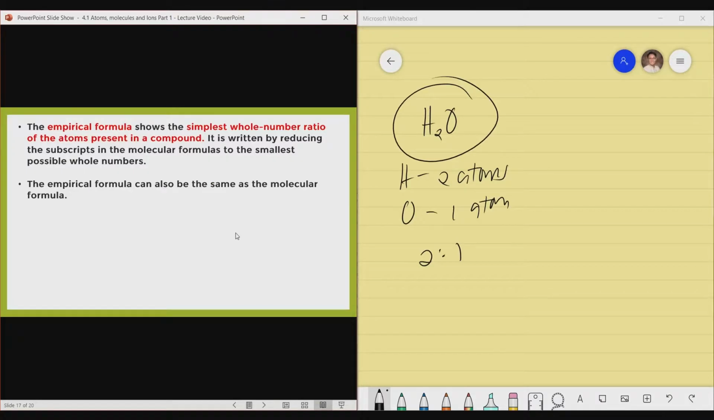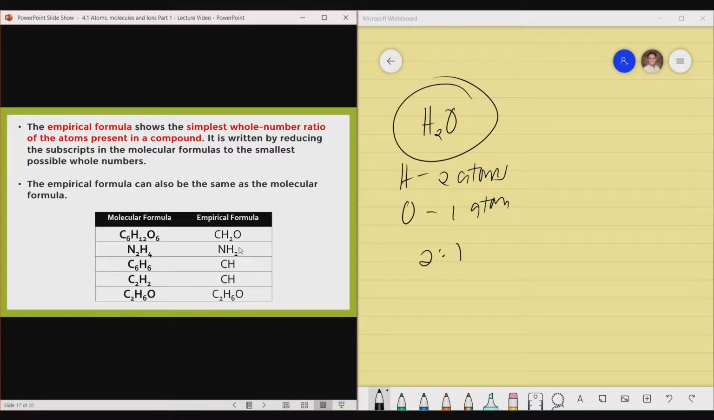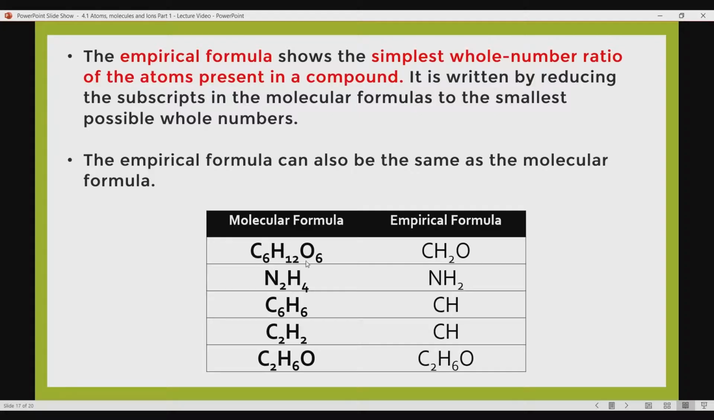However, there will be times na kung ano yung molecular formula, yun din si empirical. Papaano? Example. Molecular formula, C6H12O6. So, 6, 12, and 6 ay pwede nating i-lowest term pa. So, the empirical will be CH2O. Itong 6, pwede maging 1, 6, 1, and then 12 will be 2. So, yung ano lang niya, the lowest term yun lang talaga, literally. And then N2H4, this will be NH2. C6H6 will be CH. C2H2 will be CH.